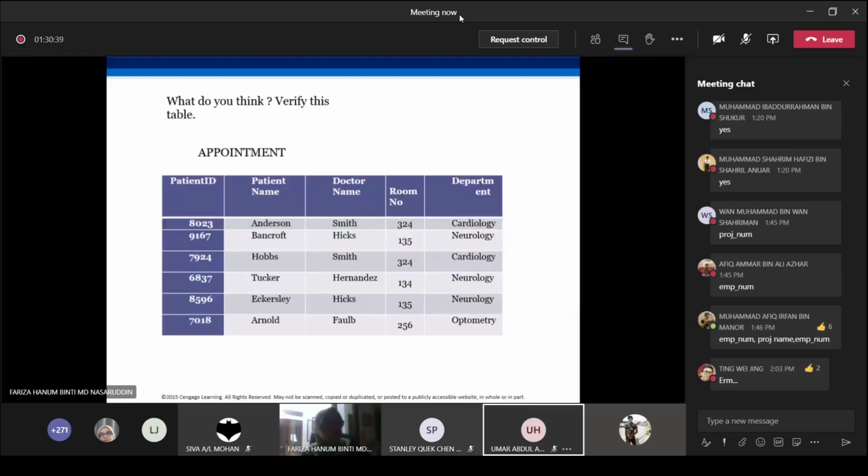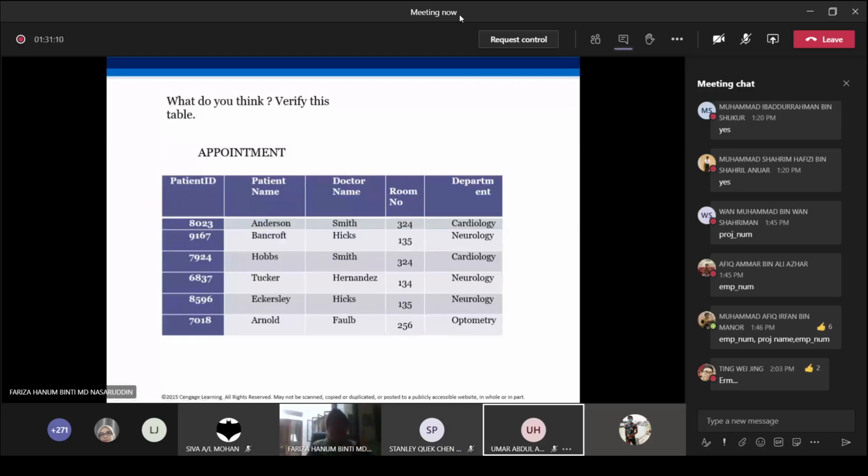Okay, just a short understanding test. What do you think? Verify this table. What normal form is this? In the first place, let's start with the primary key. This is in the first normal form, because every single cell has only one value.